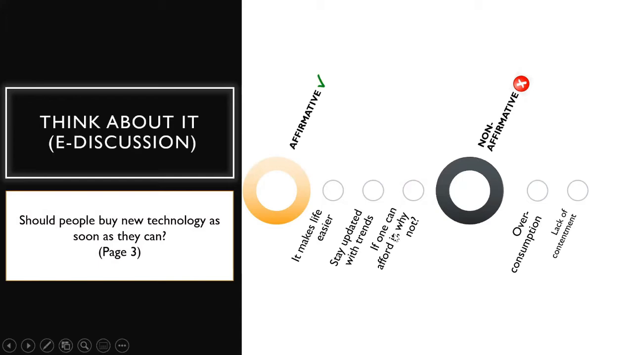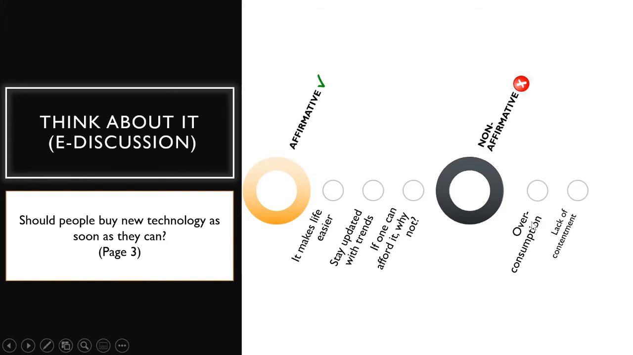And lastly, if you can buy it, why not? If you have the money to buy new technology, why not? If you can afford to buy a new phone, a new car, a new laptop, you should do it, right? So that is affirmative. You agree with the topic. On the other hand, I would say no. People should not buy new technology as soon as they can. That is non-affirmative. Why should people not buy new technology?